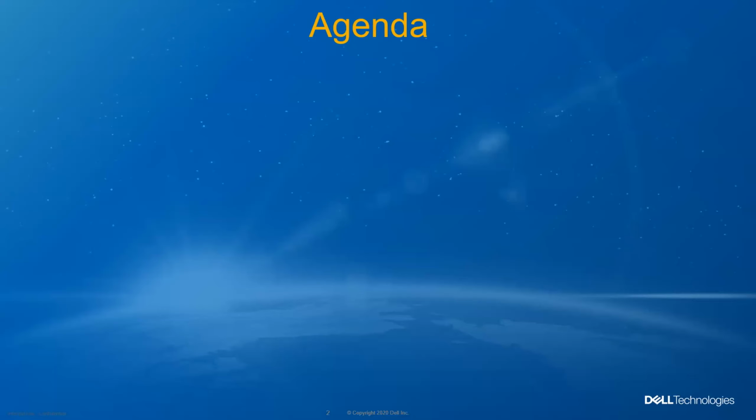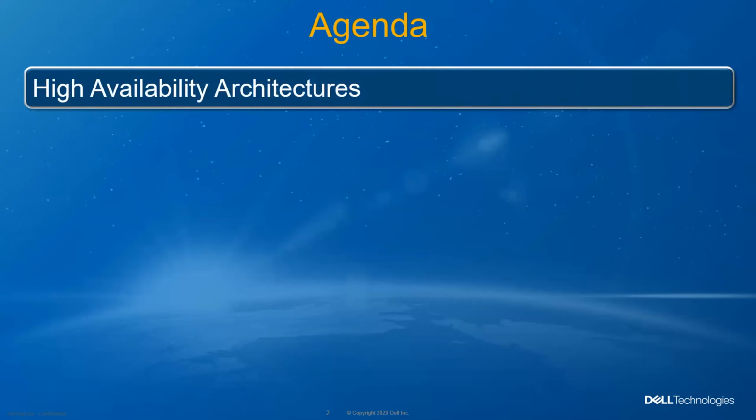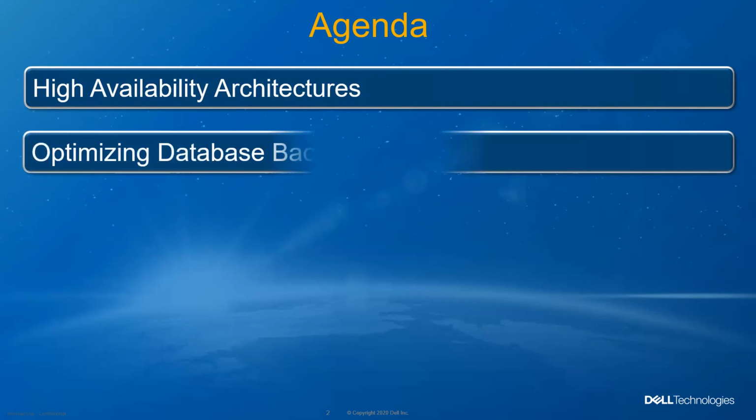So the agenda for this session is as follows. We'll start by looking at what high availability means and discuss typical availability architectures and the different methods for implementing these architectures. As database sizes grow and resources get stretched, completing backups within backup windows has become a real challenge for many customers. So we'll dive into some techniques for optimizing and accelerating database backups.